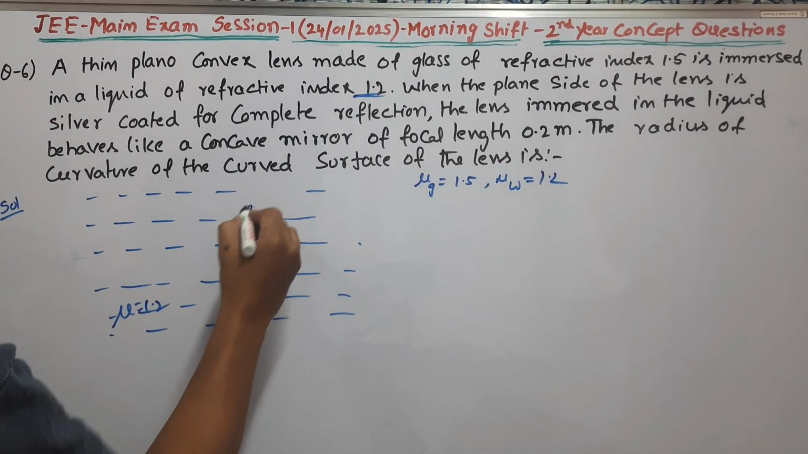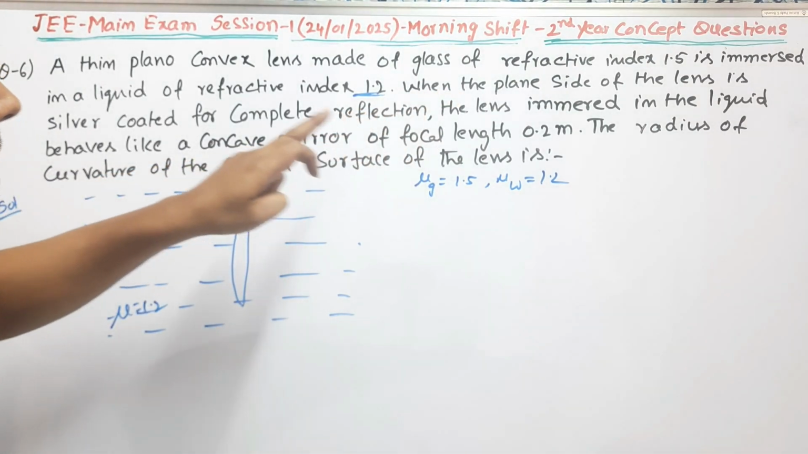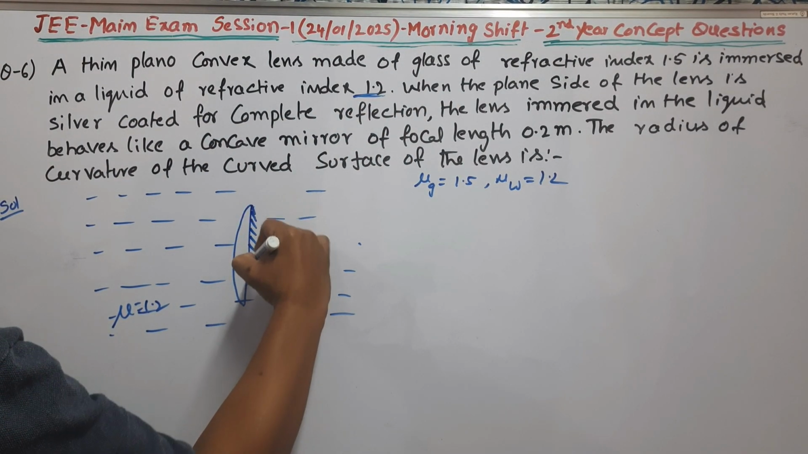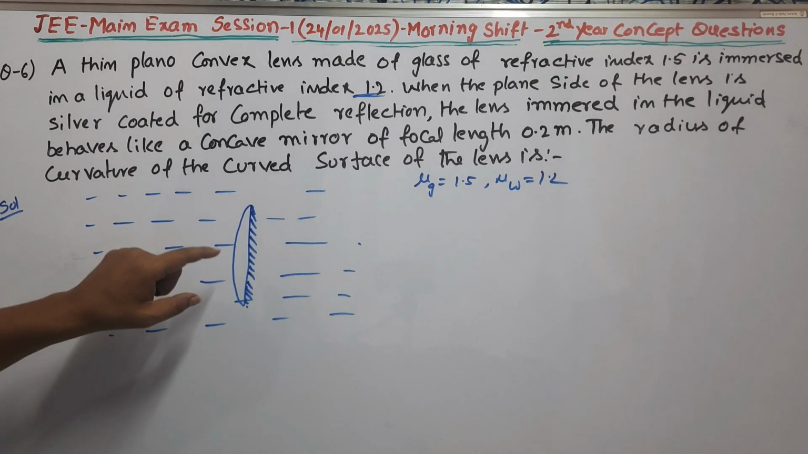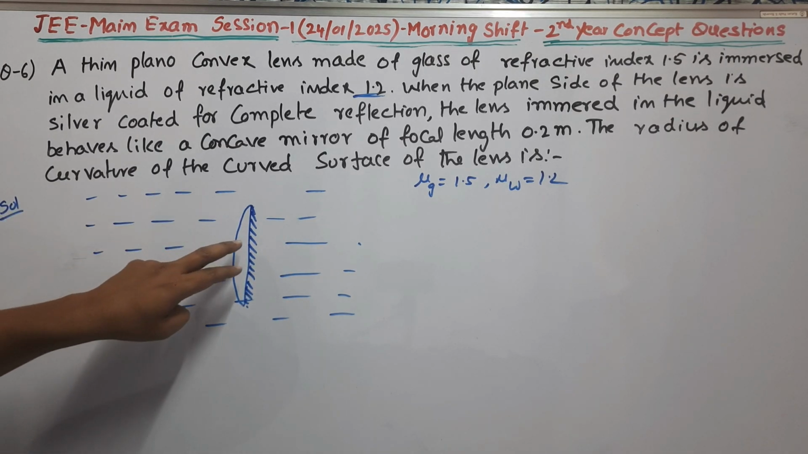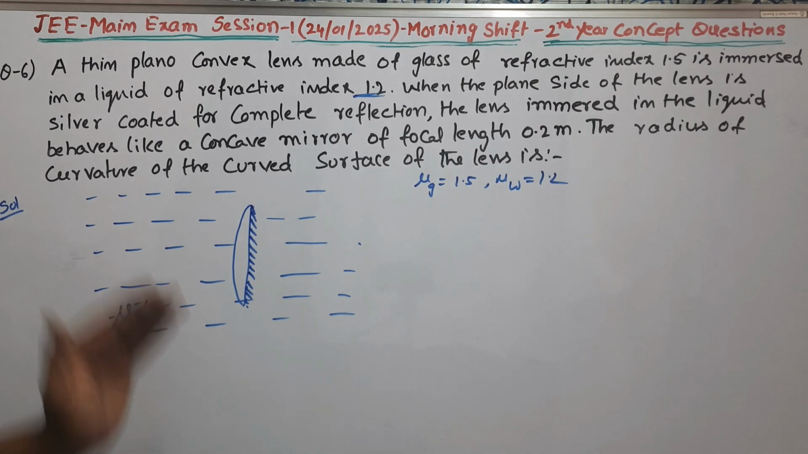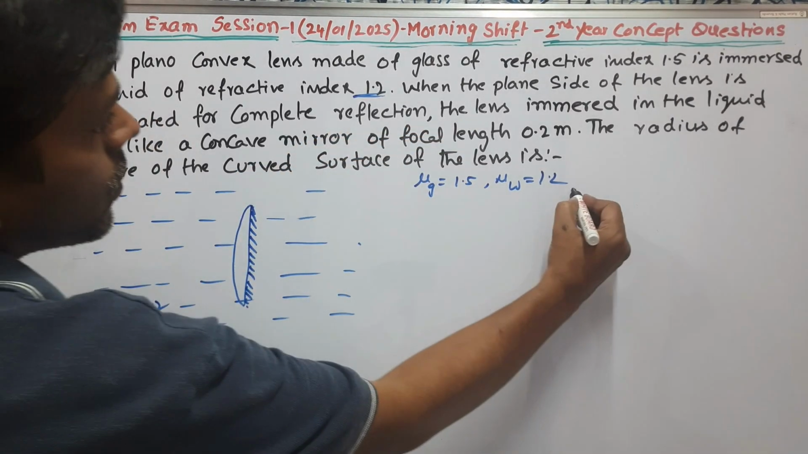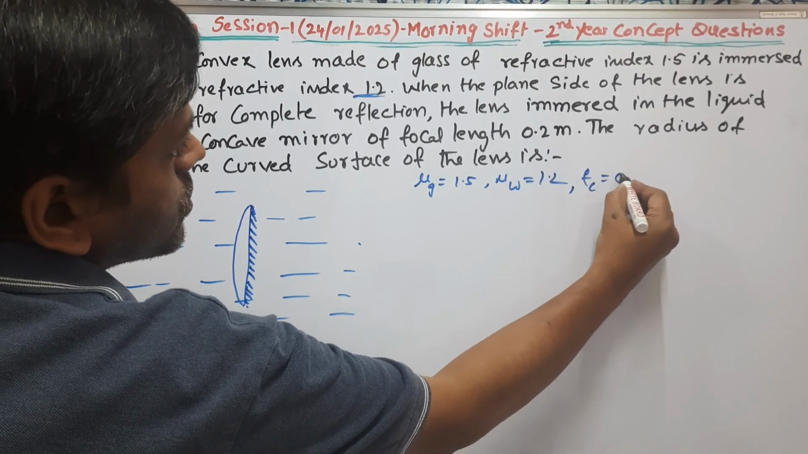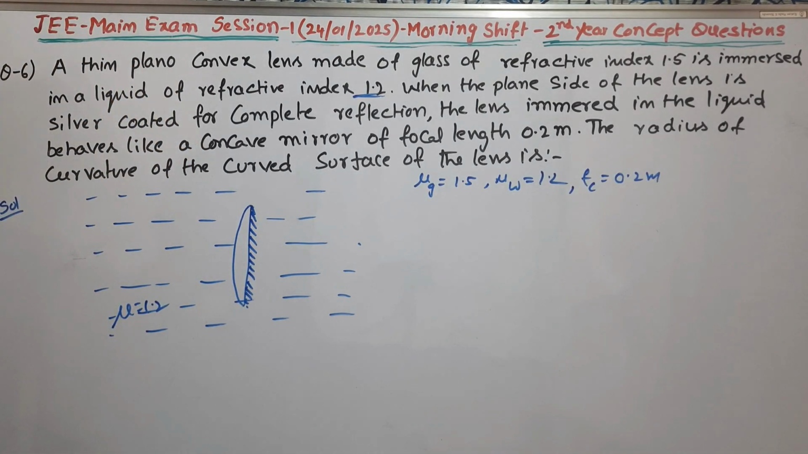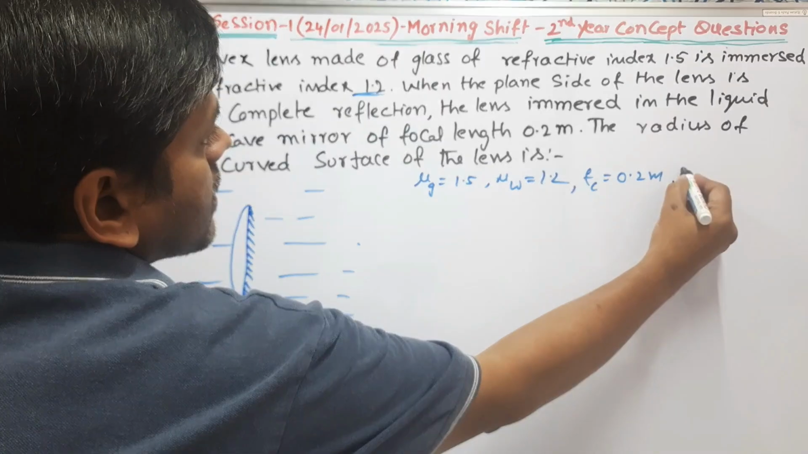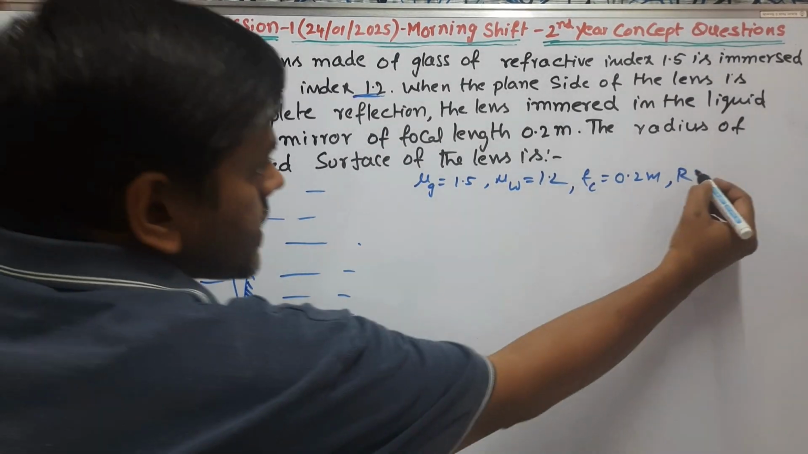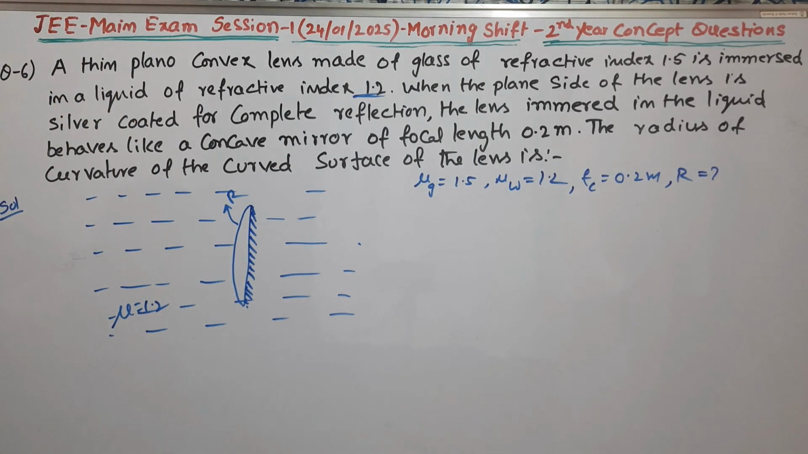Moreover, what happens when the plane side of the lens is silver coated, completely silver coated for complete reflection? Now it acts as a concave mirror with focal length 0.2 meter. Then what is the radius of curvature R of this curved surface? R is equal to what? This is what is asked.